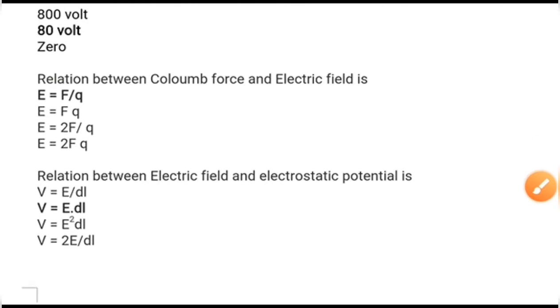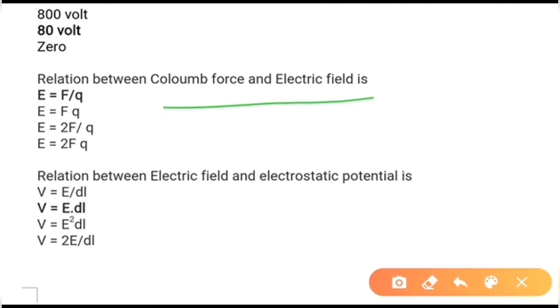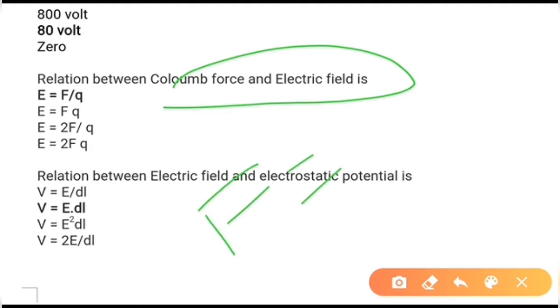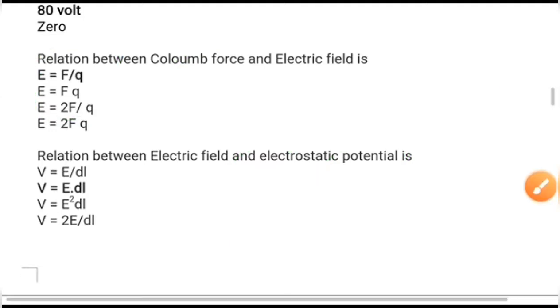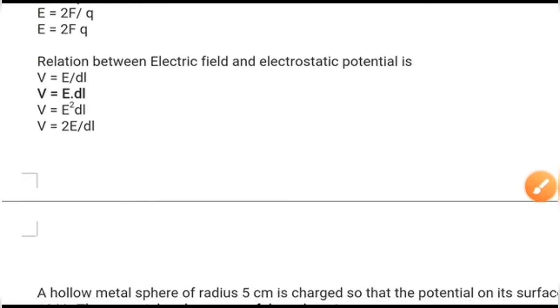And next question, relation between the Coulomb force and the electric field. Already we discussed the Coulomb force, or electrostatic force, F is equal to QE. Q is the charge and E is the applied electric field. So we can write E equal to F by Q. Next question, so all are direct questions.